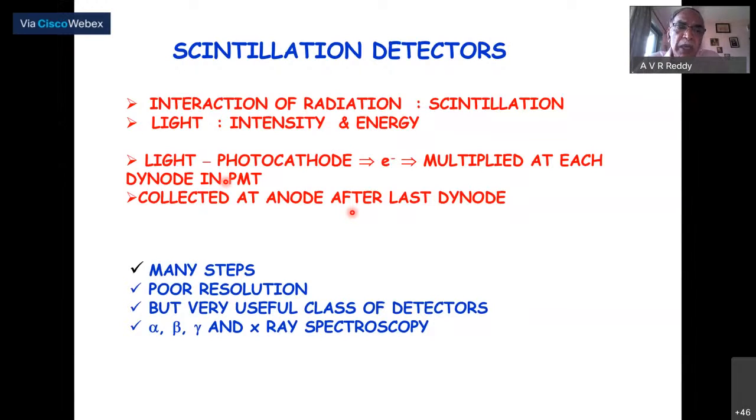I will explain the meaning of both. So many steps are involved, starting from interaction, to producing a visible compatible photon, to photoelectric cathode interaction, and then multiplication, etc. Therefore, resolution using the scintillation detector is poor, but it is a very useful class of detectors. We can measure alpha, beta, gamma, and X-ray spectroscopy, and it's extremely useful and reasonably cheap price-wise.